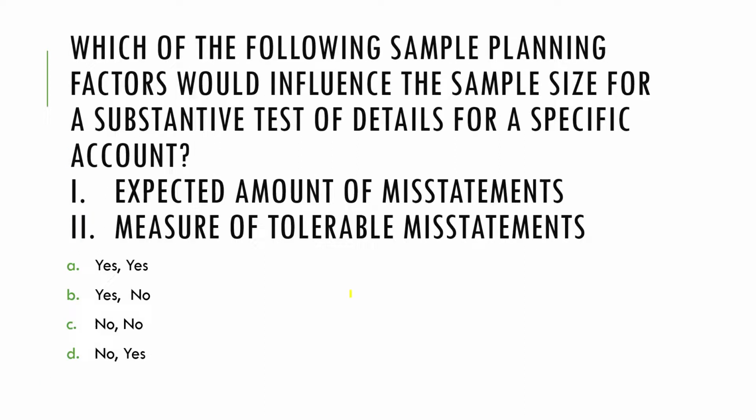Next question. Which of the following sample planning factors would influence the sample size in terms of substantive test of details for a specific account? Expected amount of misstatements, by the fact that it is the expected or estimated population misstatement, we know this to have a direct relationship to sample size, so yes to that. Measure of tolerable misstatement, tolerable, just like your acceptable risks, this would have an inverse relationship to your sample size. So therefore, yes and yes. So that's alpha.